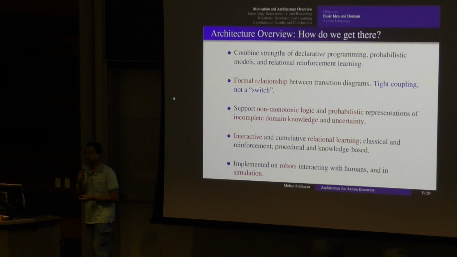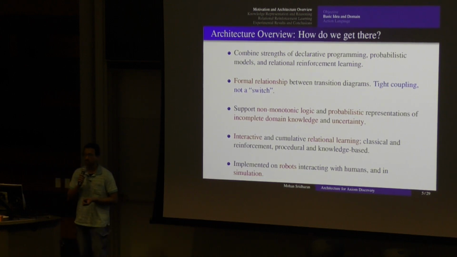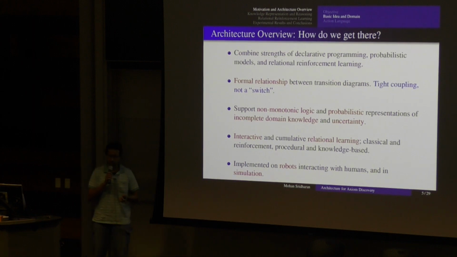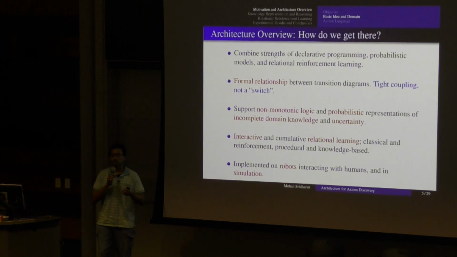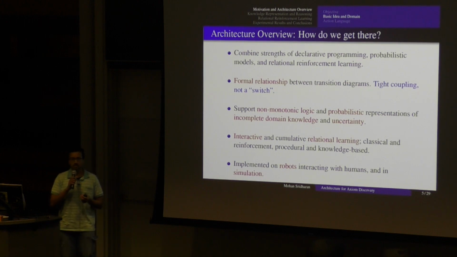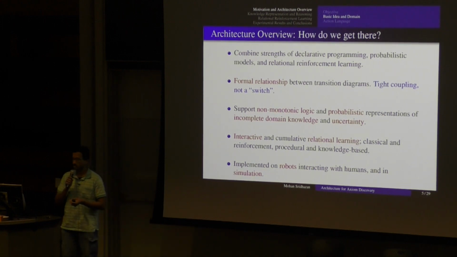What we are going to do is talk about combining the strengths of declarative programming, probabilistic reasoning, and relational reinforcement learning. Hopefully this will be clear. The point I want to make is there is a tight coupling between the transition diagrams that I talk about here. Each one of them flows from another one. We'll talk about that, but it's described in better detail in papers that there is a formal relationship between them. We can make some claims and prove some things about the relationships between these transition diagrams.